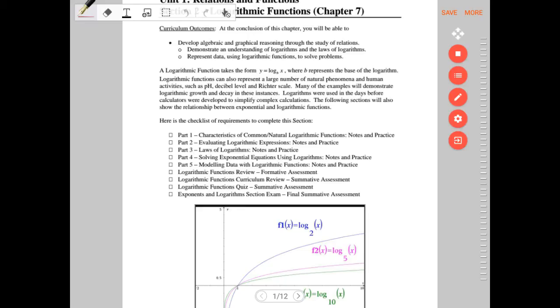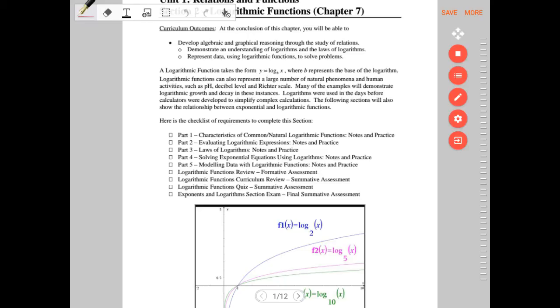A logarithmic function takes the form y equals log base b of x, where b represents the base of the logarithm. Logarithmic functions can also represent a large number of natural phenomena and human activities, such as pH, decibel level, and Richter scale. Many of the examples will demonstrate logarithmic growth and decay in these instances. Logarithms were used in the days before calculators were developed in order to simplify complex calculations. The following sections will show the relationship between exponential and logarithmic functions.